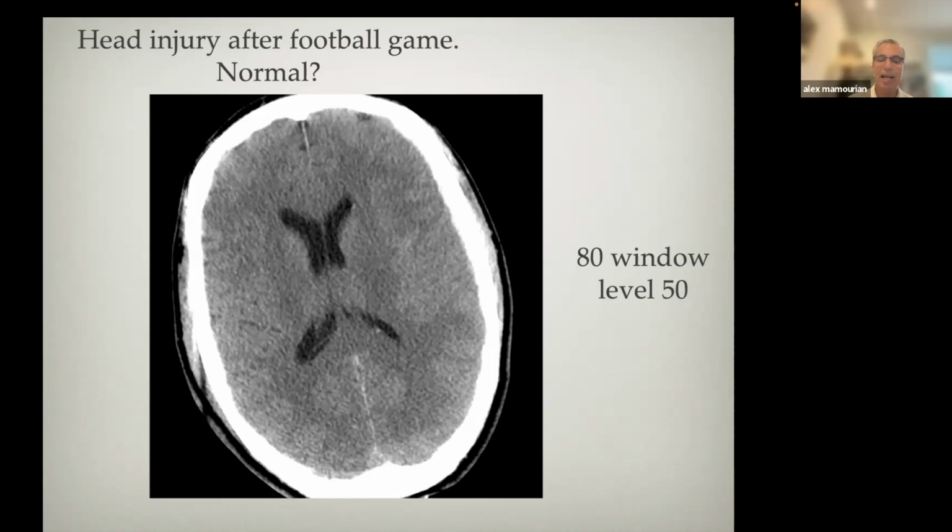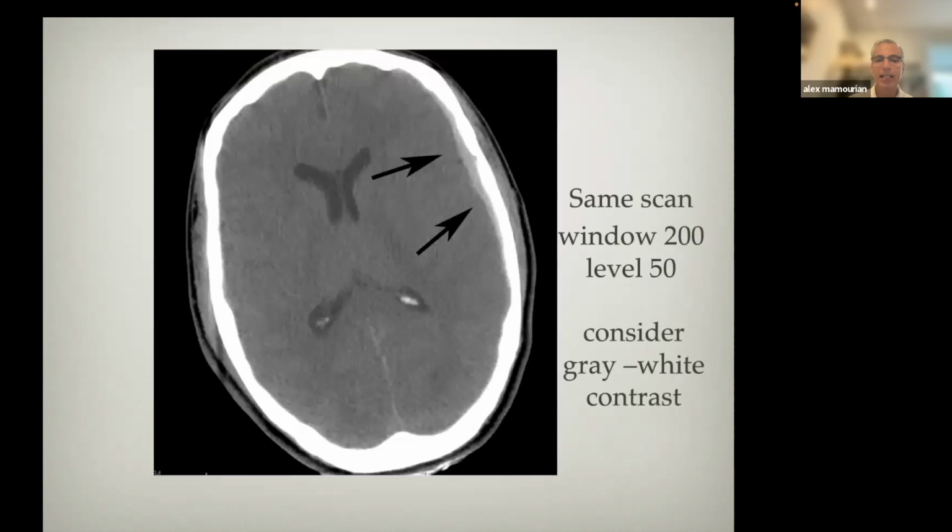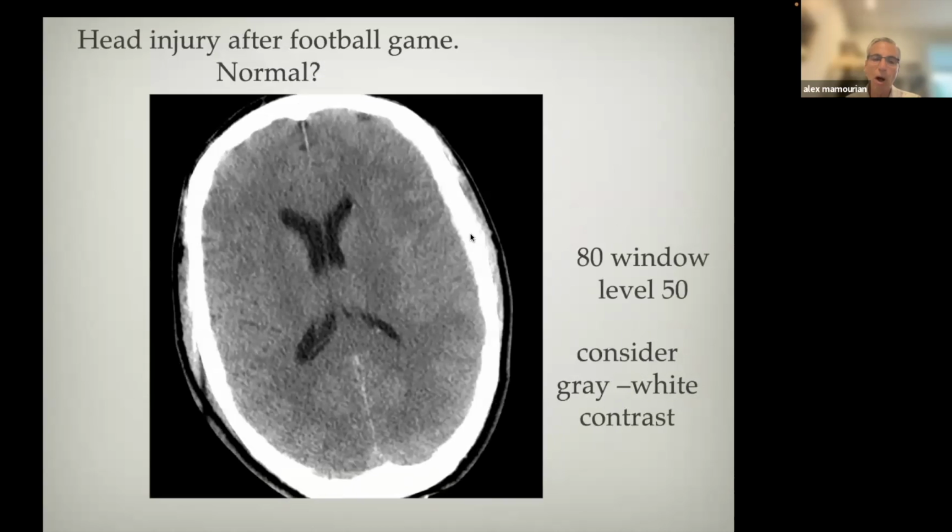But if we look at the same slice now in a different window, now we have a window of 200, so we have a much larger range. And you can see the patient has a subdural hematoma. Now let's go back to the first window. Why don't we see the subdural here? It's because the attenuation of the subdural falls outside of the window, and so it gets put in the same grayscale value as the bone.